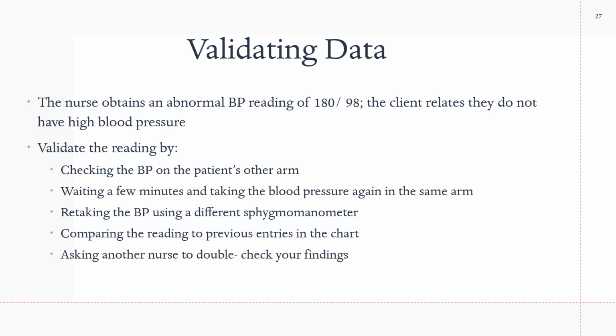Is there a discrepancy? We can wait a few minutes and then take the blood pressure again in the same arm. So maybe if I sit and talk with the patient for a few minutes and get them a little comfortable, some patients will have white coat syndrome, whereas they don't have high blood pressure except for when they come to the hospital or the doctors, then their blood pressure goes up.